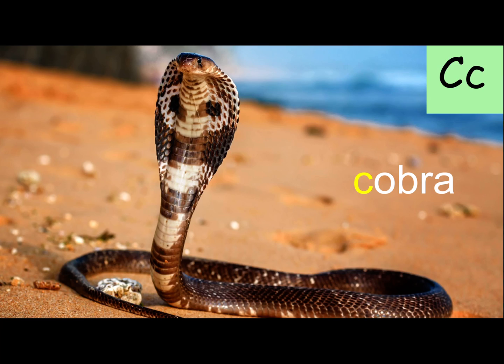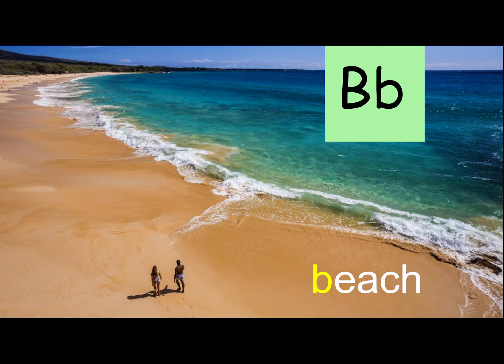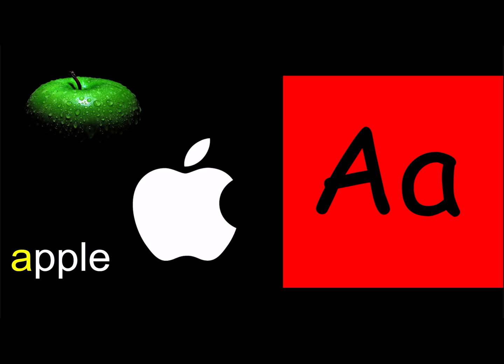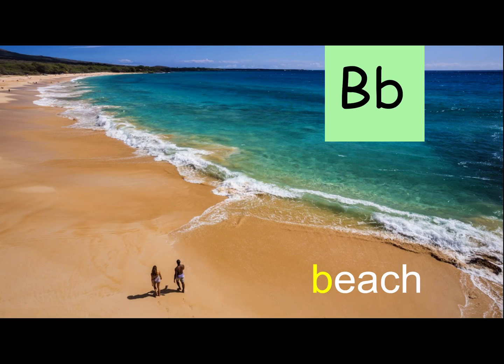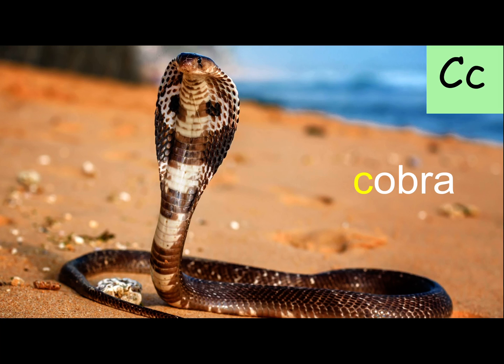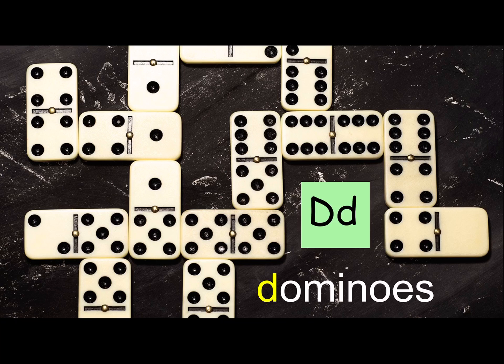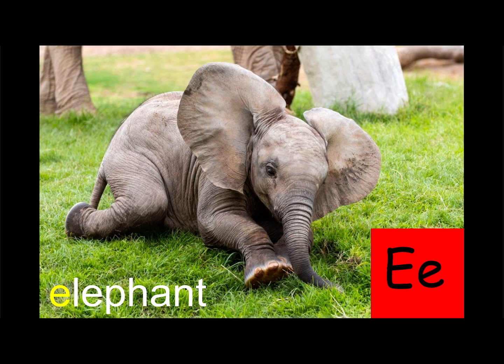I'm going to run through just those 4 in a row so you get the rhythm. This would be apple, A. B, B, beach, B. Cobra, C. D, D, dominoes, D. That is the pattern you will use for all the letters.